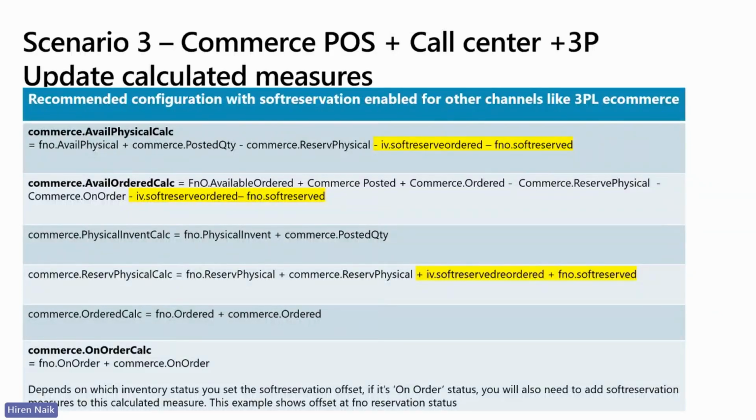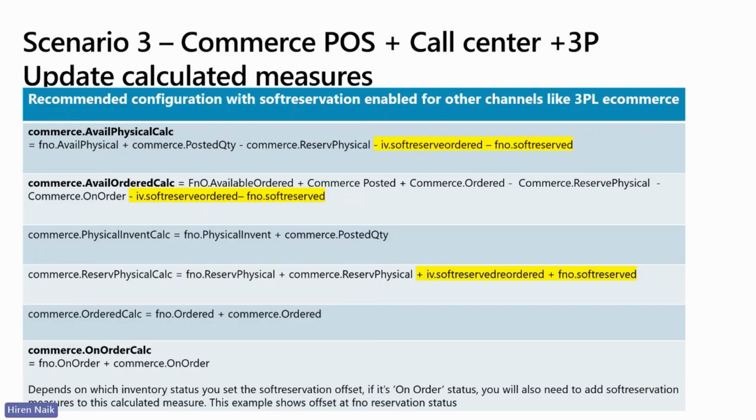And the third scenario is if you also want to leverage the call center and you want to include call center orders in this picture, then that means you would need to update your commerce measures plus your IVS calculated measures, all configured the same way.